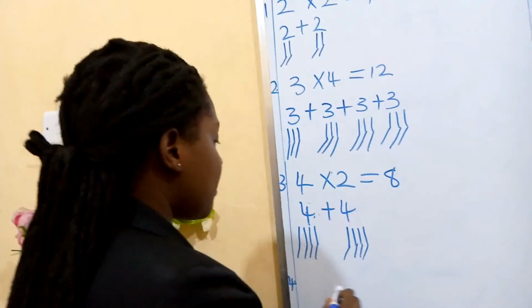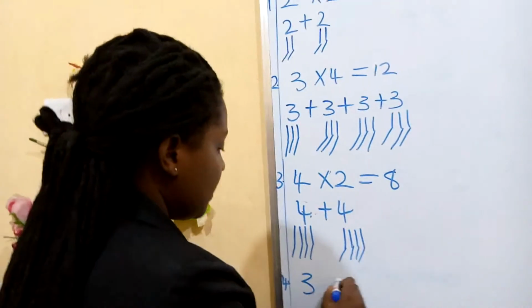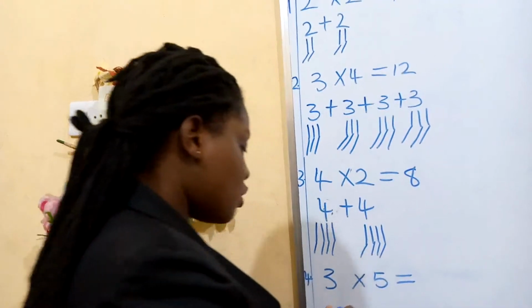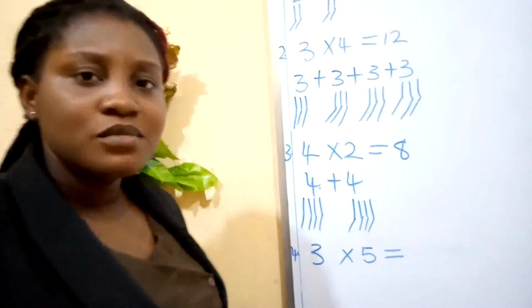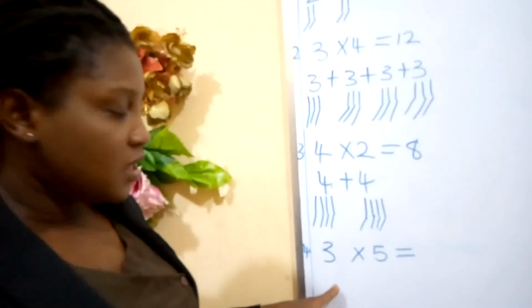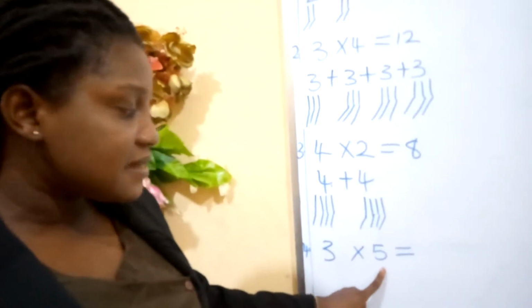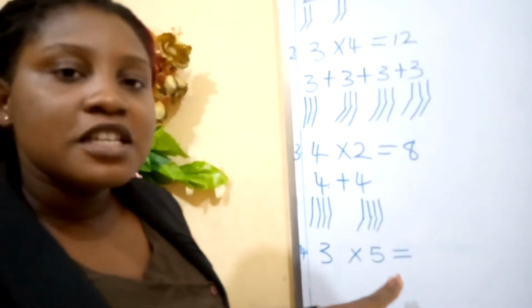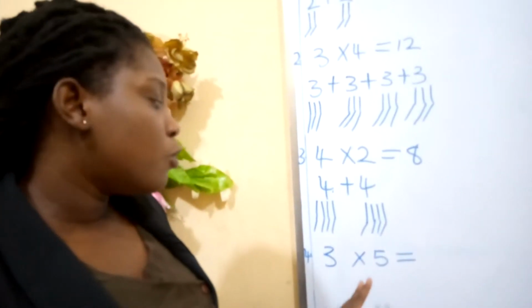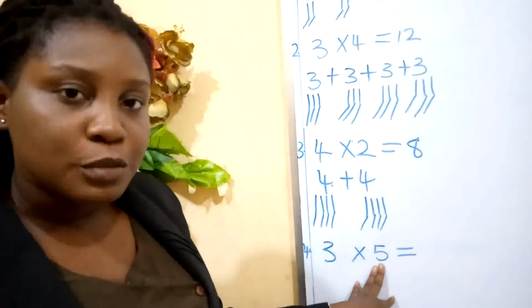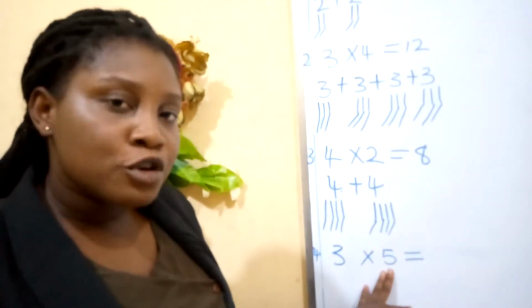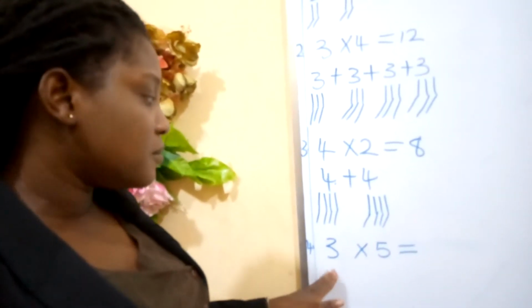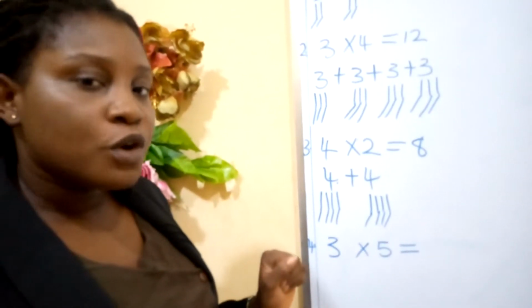So we have here 3 times 5. 3 times 5 is what? Okay, so tell me, how will we do it? Okay, 3 in how many places? 5 places. Should you count 3 in 6 places? No, because what number is this on the board? 5. So the number must be what? 5. Okay, so now do it for me. Let me see. The first thing you do is what?